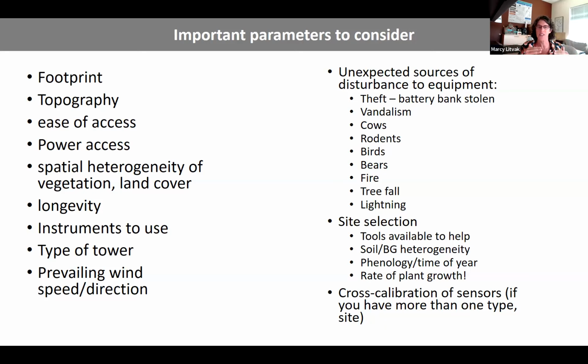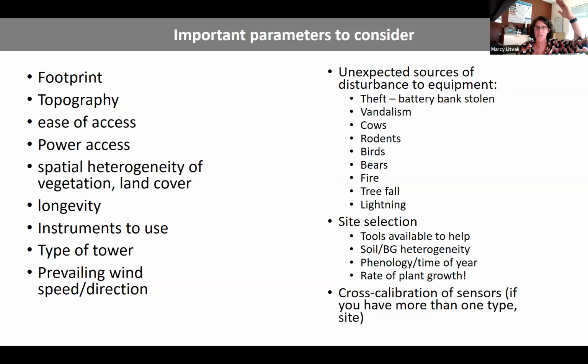So think about phenology. Think about the time of year when you're actually trying to understand your vegetation. The other thing that we have dealt with recently is rate of plant growth. So in those sites that I was showing you that I inherited, my high elevation sites, the towers were installed and the trees outgrew the tower. So we had to install a new tower. So thinking about at the beginning, what's the potential rate of plant growth and what height tower do you need?